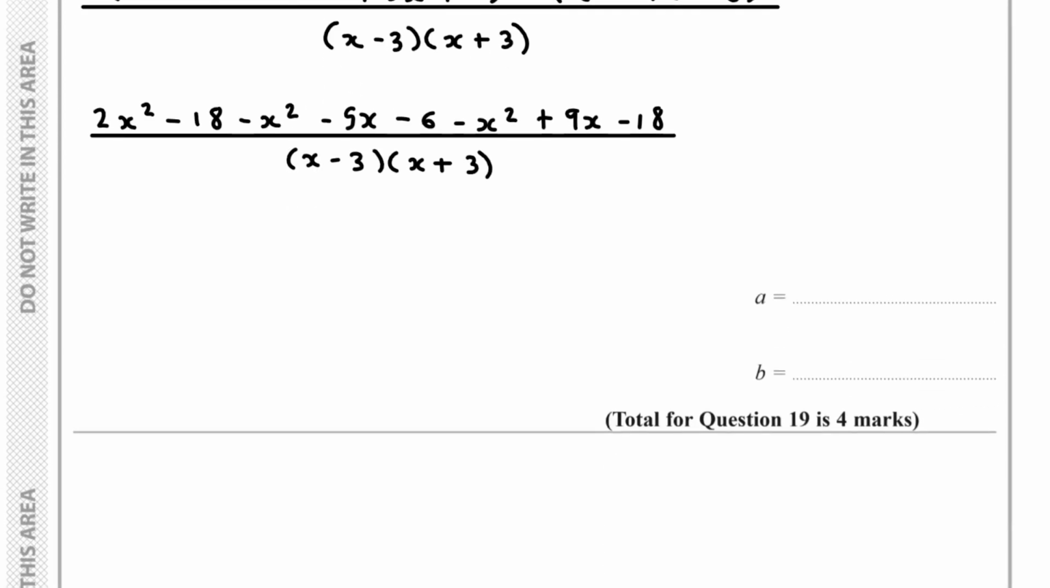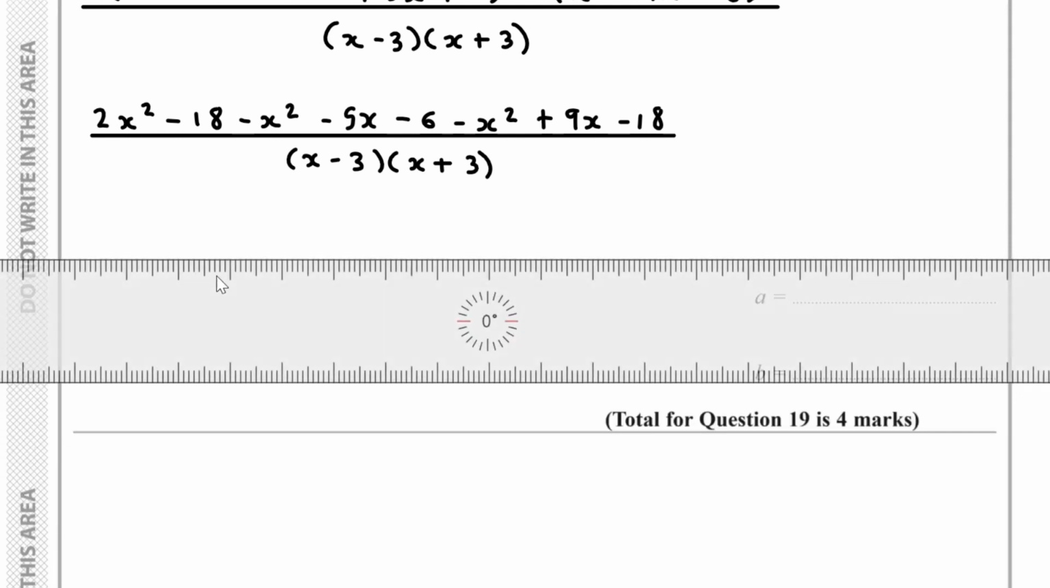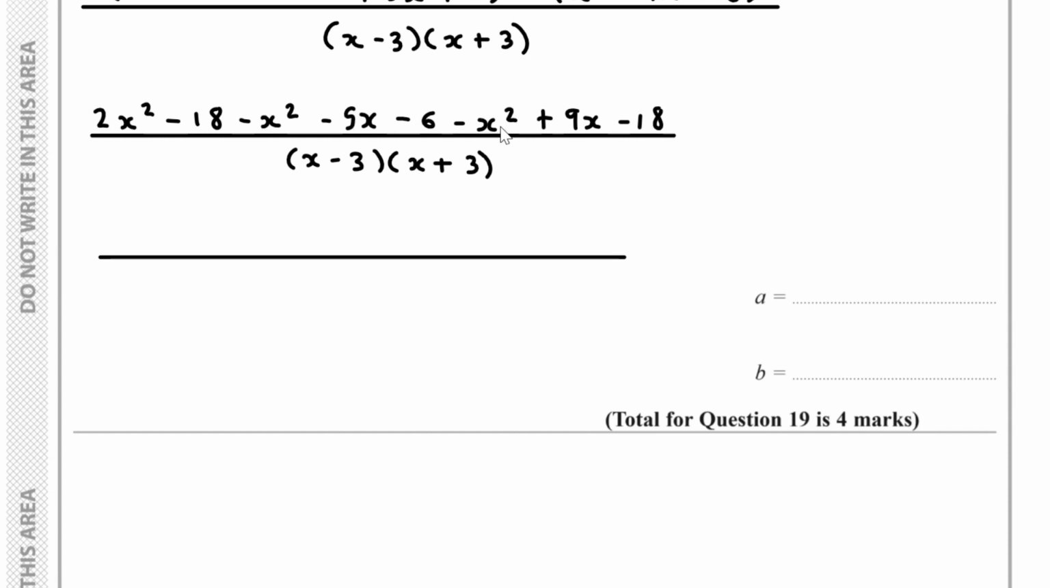So we can tidy up the top. Let's see what cancels out. Well, we've got 2x squared minus x squared minus another x squared, that will give 0x squared. And then we've got minus 5x plus 9x, that's 4x. So let's just sort out the bottom first. On the bottom we've got x minus 3 lots of x plus 3, and on the top we've got 4x. And then minus 18 minus 6 minus another 18, that's minus 42.